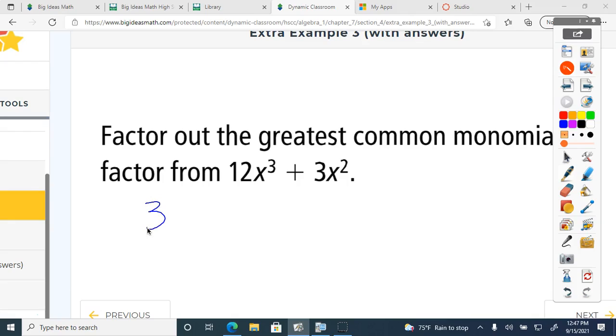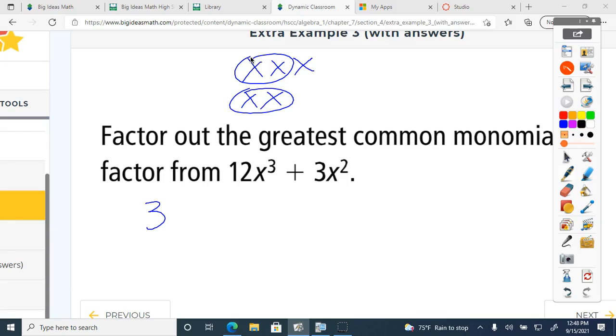You pick the one that's what? I'll write it out for you. This one has how many x's? 3. This one has how many? 2. How many do they have in common? 2. That's the only 2 they have in common. So think of it like that, it's always the one with the smallest exponent.